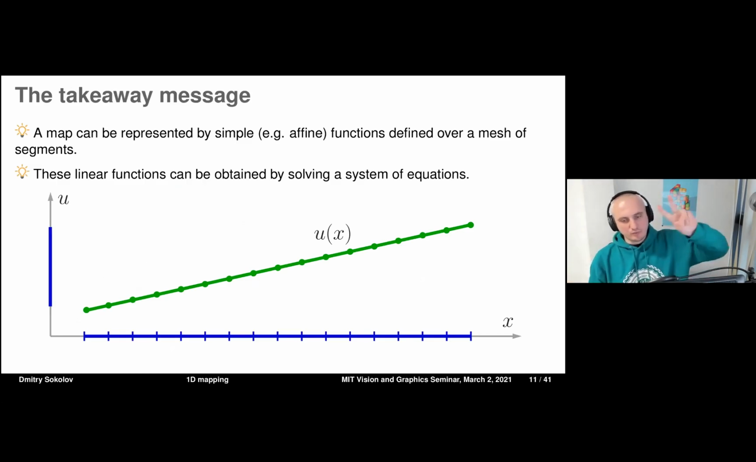So there are two things to remember here. First, a map can be represented by simple functions defined over a mesh. And second, these simple functions can be obtained by solving a system of equations.